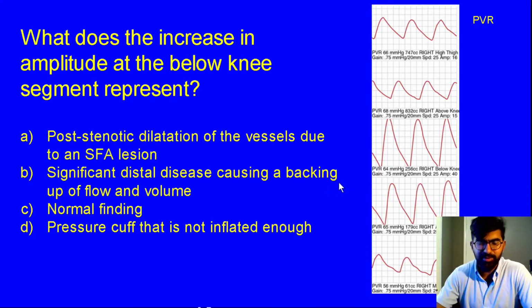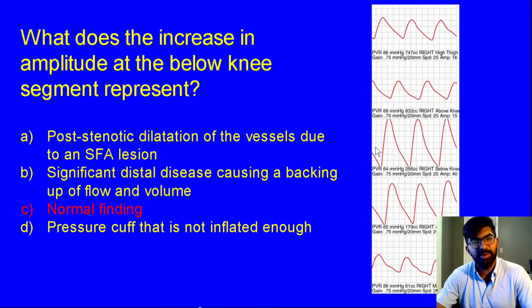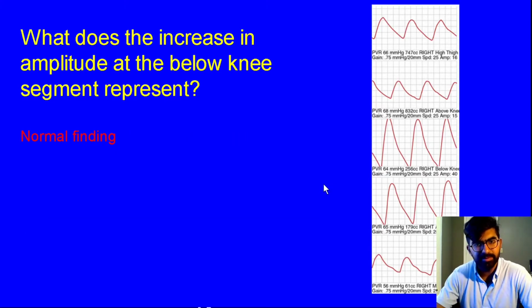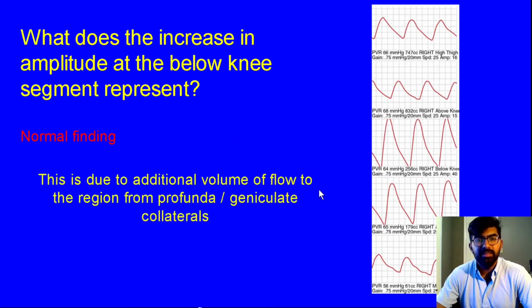And for those who, you know, this is actually a normal finding. Okay, so it's very important to know these normal findings. So why is it that you have essentially more volume at the below knee segment? That is because there's additional volume of flow due to the region from the profunda and collaterals. Okay, so this is a normal finding. And that's important to know because sometimes a lack of a normal finding should tip you off.